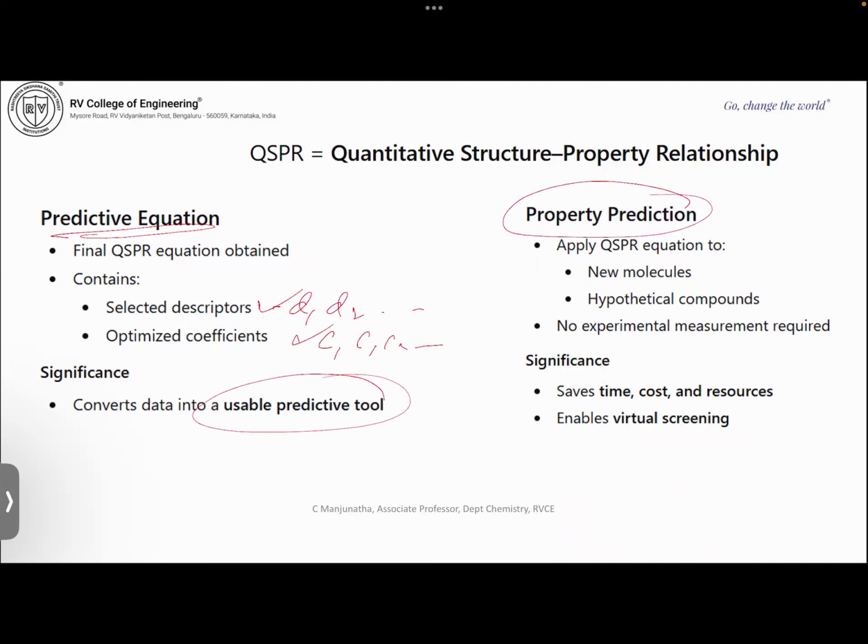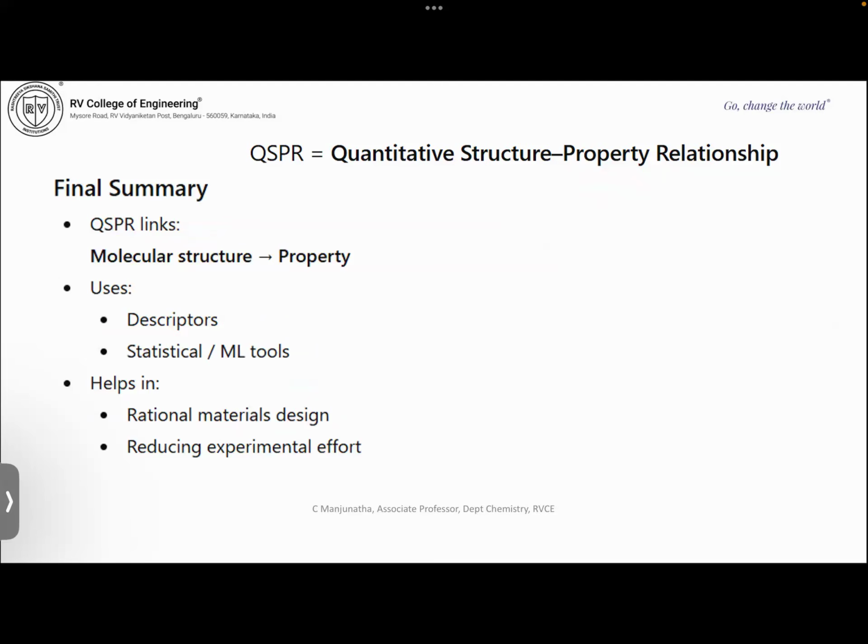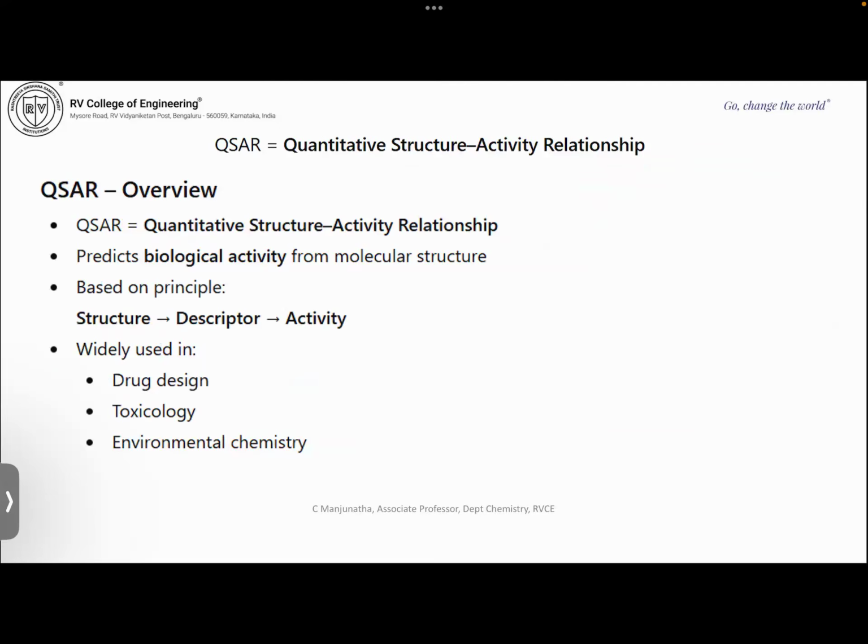Then the final stage is the property prediction from that predictive equation. Apply the QSPR equation to new molecules and hypothetical compounds. So no experimental measurements are required. Okay, so it saves time, cost, and resources. It enables virtual screening. So the overall summary is that QSPR links the molecular structure and property. It uses descriptors and statistical and ML tools. It helps in rational material design, reducing experimental effort.